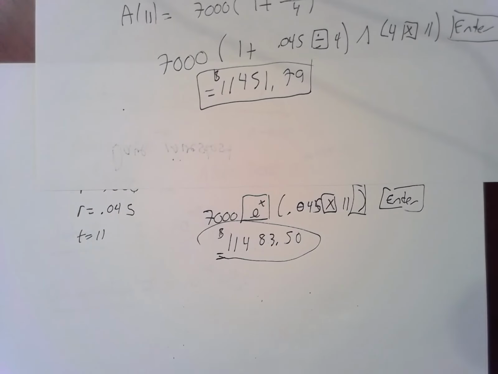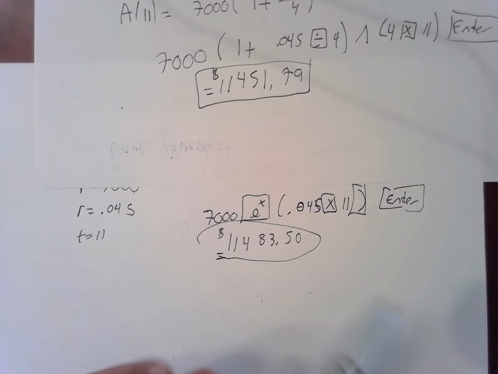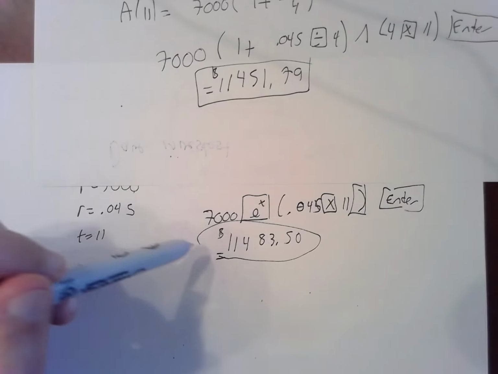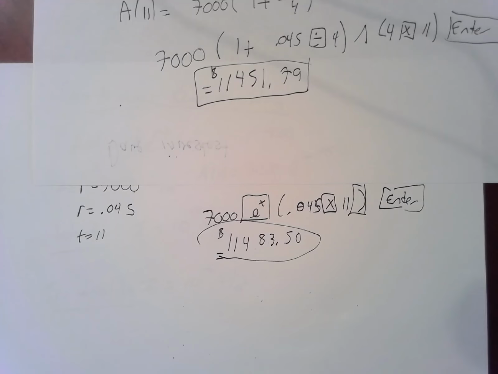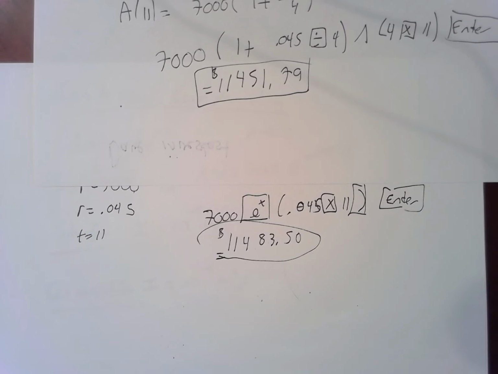Now, you'll recall, if we were compounding quarterly, we got 11,451. So, in the first scenario, I compounded only 4 times per year. In the second, I compounded not once per second, faster than that. Faster than 1 billion times per second. Every mathematical instant, my money is continuously growing. And after 11 years, the difference is about $30.